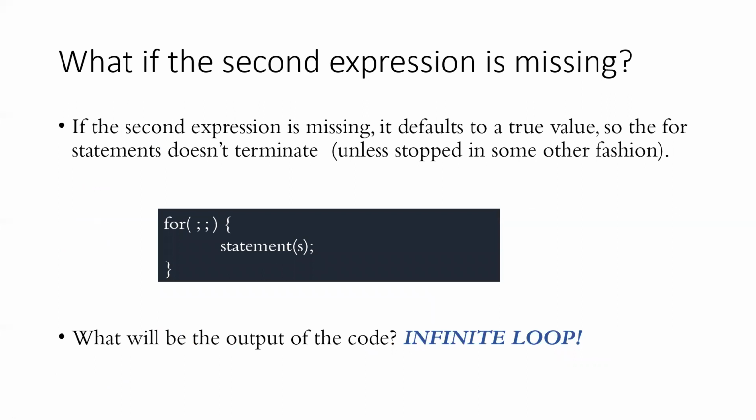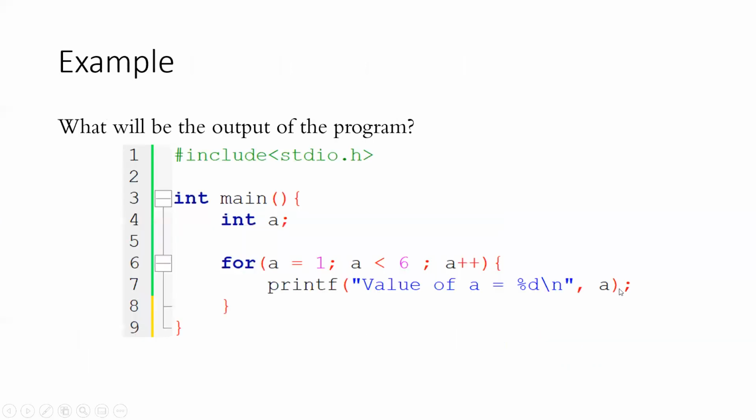Now, what if the second expression is also missing, aside from the first and the third expression? If the second expression is missing, it defaults to a true value. So the for statement doesn't terminate unless stopped in some other fashion. If you use a statement like this with all three expressions absent, it will result in an infinite loop. So let's have an example, similar to the examples that we've had for the while and the do while statements.